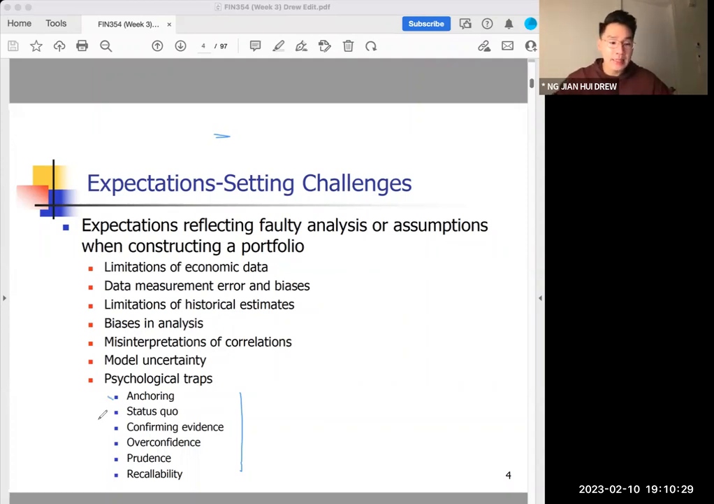Actually, there's another trap not stated here. Does anyone know what the sunk cost bias is, or have heard of the sunk cost bias? Anyone? Okay, so maybe you have heard of it, but I'd like to explain how it is applied. For example, this bias is very common in a group gathering. If you go for a buffet, most of the time you always tell your friends or family, oh, we have to eat as much as possible, correct?